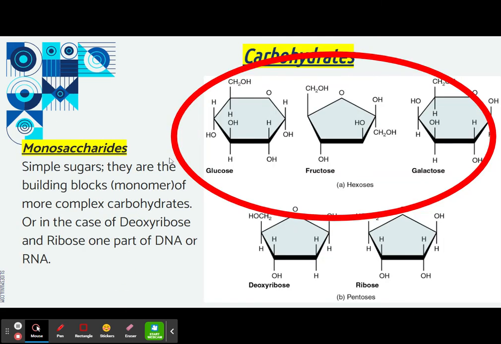Monosaccharides are simple sugars: glucose, fructose, galactose. These are called hexoses, meaning they have 5. Okay? No, 1, 2, 3. Yeah, they have 5.